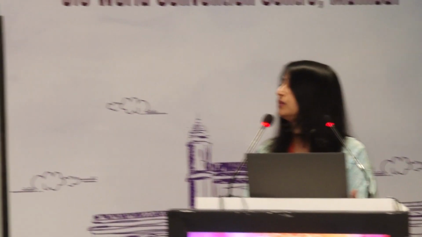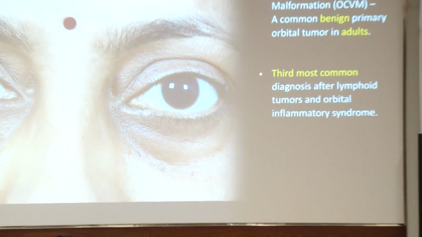Good morning, everyone. So I'll be talking about orbital cavernous venous malformation, and this is one of the large case studies that we have done. Orbital cavernous venous malformation happens to be a benign primary orbital tumor, specifically occurring in adults. And it happens to be the third most common diagnosis after the lymphoid tumors and orbital inflammatory syndromes.